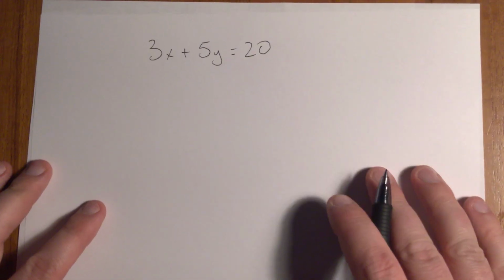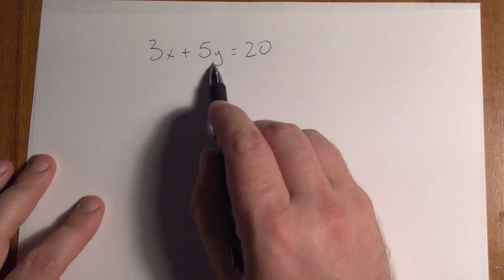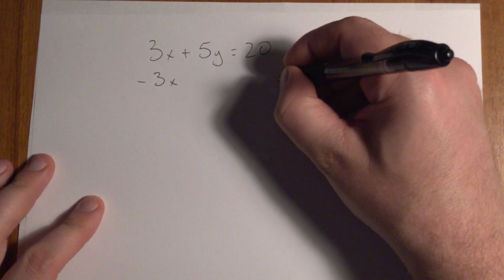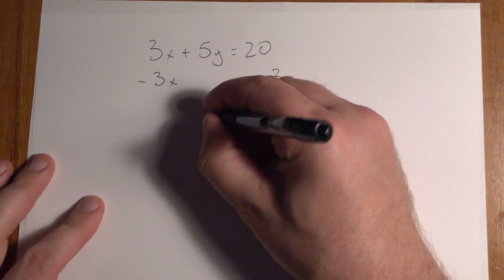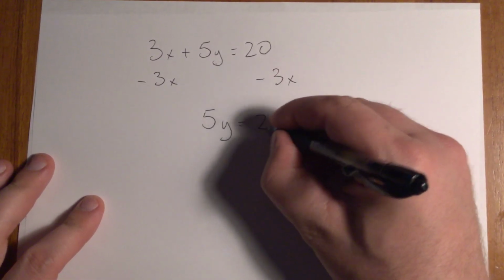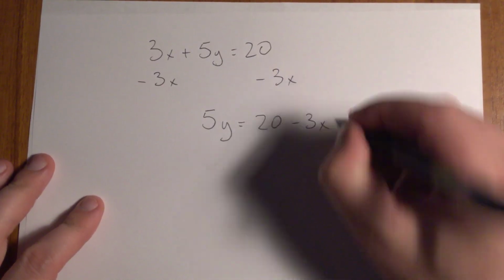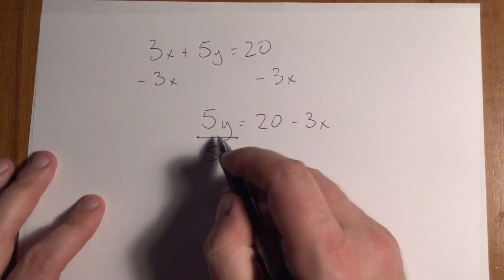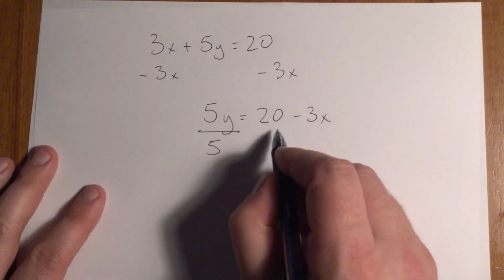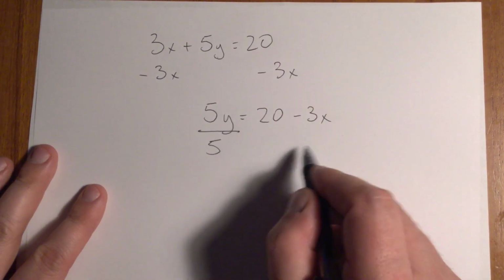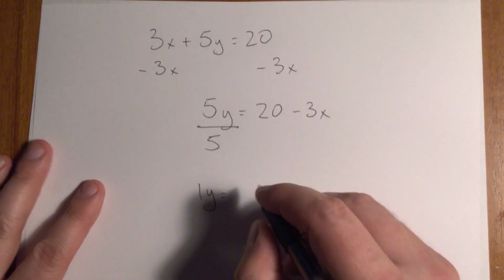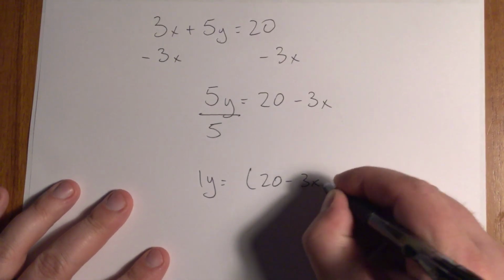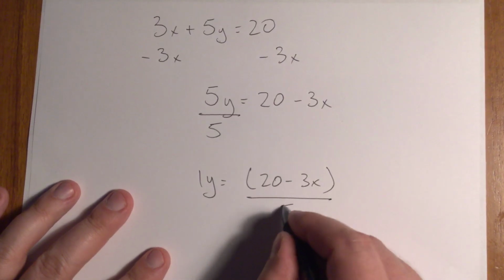So to do that, I'm going to start by getting this y by itself. I'm going to subtract 3x from both sides of my equation. And that gives me 5y equals 20 minus 3x. And then my final step is just going to be to divide by whatever this coefficient of y is. So I'm going to divide by 5, and that means I'm going to divide this side by 5 also. So that would give me 1y equals, and this is where the calculator is pretty handy. I'm just going to put this in parentheses in my calculator and divide all of it by 5.